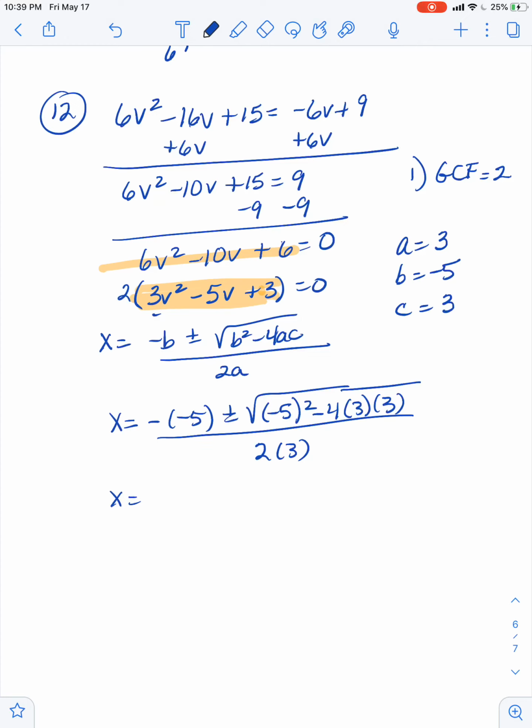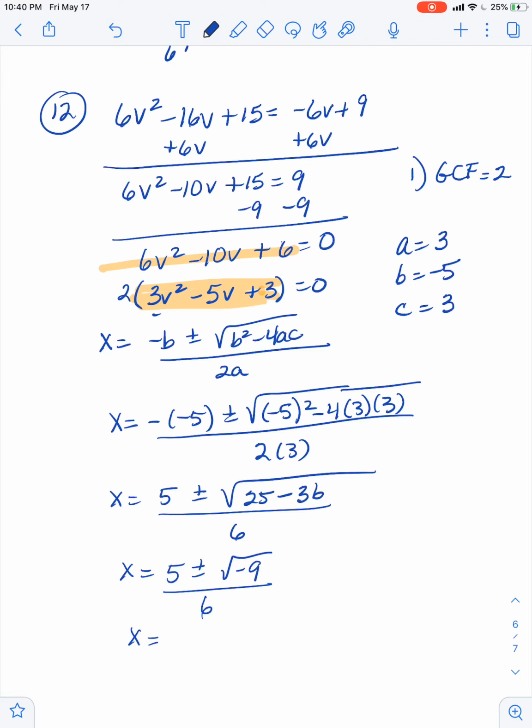So the opposite of a negative 5 would be positive 5. Squared is 25. And then when I take 4 times 3 times 3, I'm going to get 36. And 2 times 3 is 6. Let's keep going. Don't try to skip too many steps, guys. This is going to give me the square root of a negative 9.